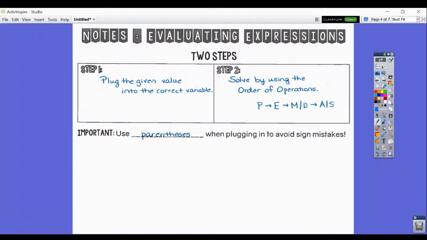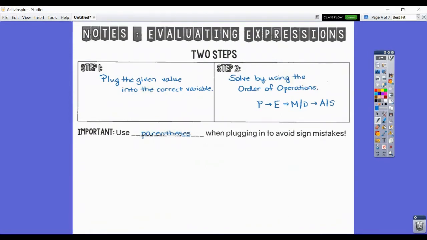Today's lesson, we're going to learn about evaluating expressions. There are two steps when you evaluate expressions, and they are as follows. First, you're going to be given a value for your variable, and you want to make sure you plug that given value into the correct variable, because sometimes we'll have more than one variable that we are plugging these values into. So you want to make sure you're plugging it into the correct one.